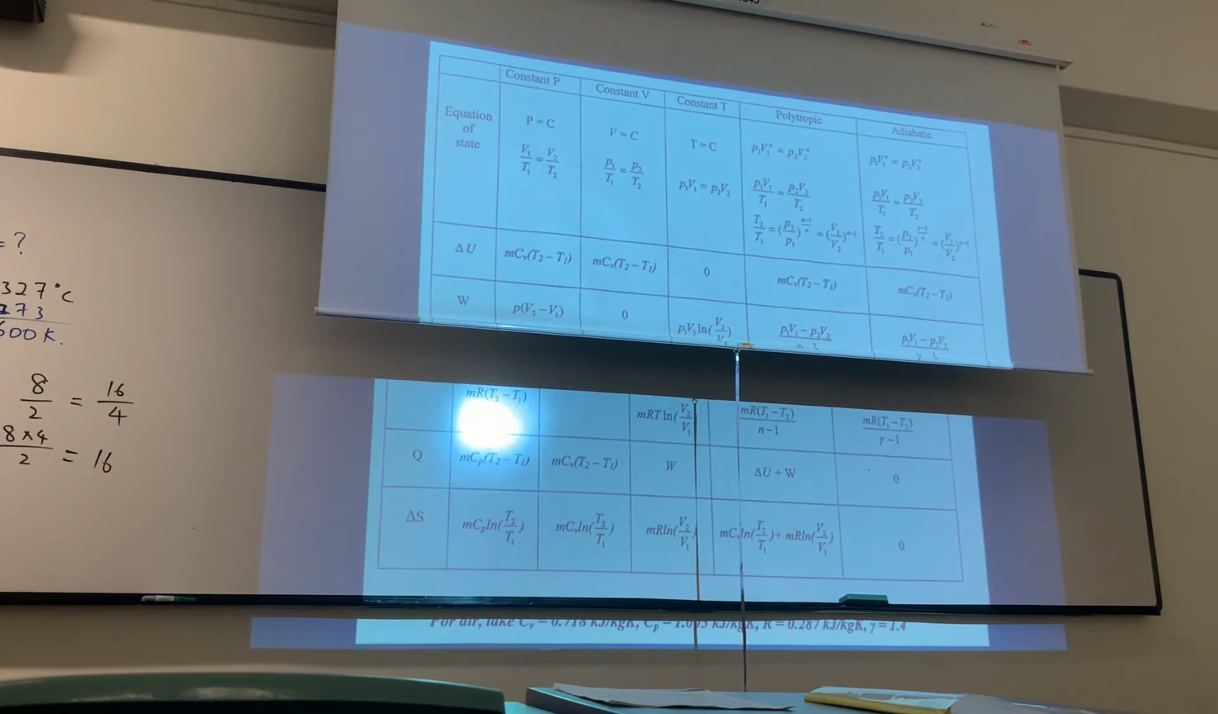Okay, times T2, 600, over T1, 500. So this 600 divided by 500 is 1.2. 1.2 times 10 is 12. So what's the unit here? Bar, yes, very good. Why bar? Because earlier I put bar here. That's why my answer will be in bar. Very good.